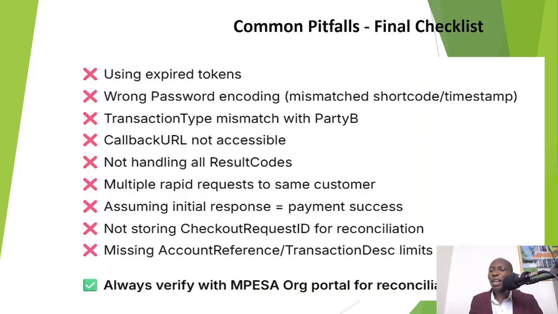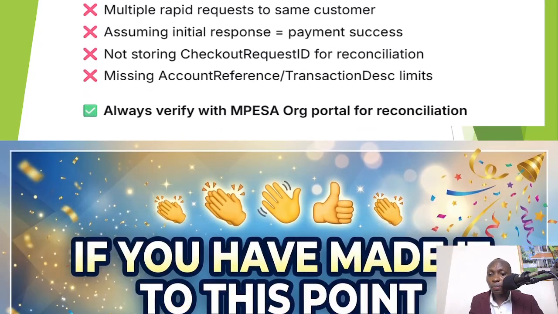Common pitfalls. This is the final section. I am not going to explain these pitfalls again, but it's very good you know them: using an expired token, wrong password encoding, transaction type mismatch with party B, callback URL not accessible, not handling all result codes, multiple rapid requests to the same number, assuming the initial response equals payment success, not storing the checkout request ID for reconciliation, very important, and missing account reference or transaction description limits, very important. What we mean by that are those validations. Always verify with M-PESA or the portal for reconciliation.